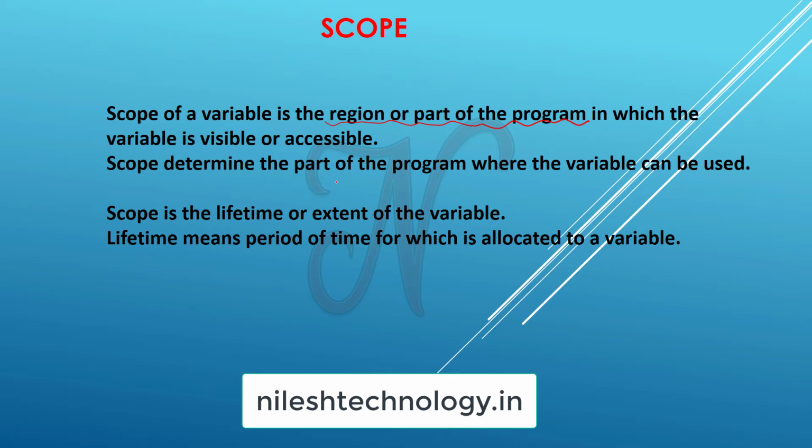It determines the part of the program where the variable can be used. So it is the lifetime of the variable. Scope is the lifetime of a variable. What is the meaning of lifetime? It means the period of time for which memory is allocated to a variable. So it is called scope.